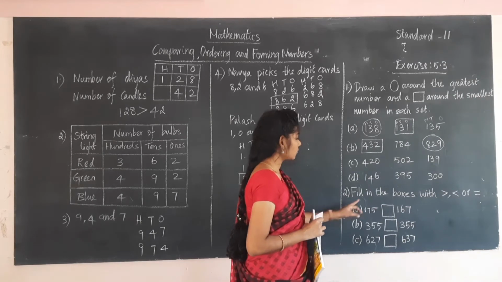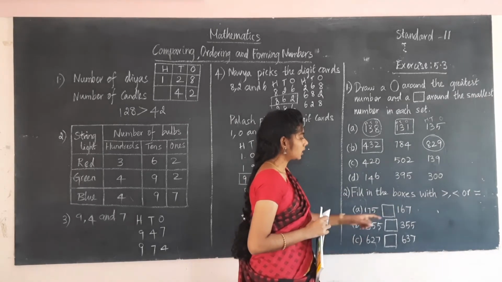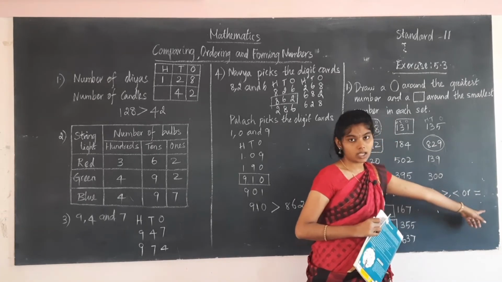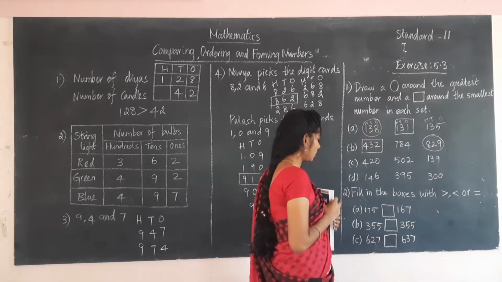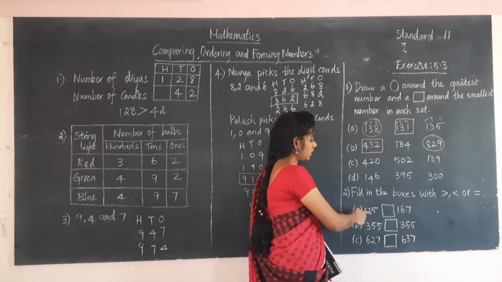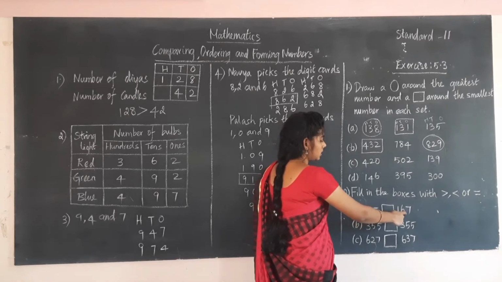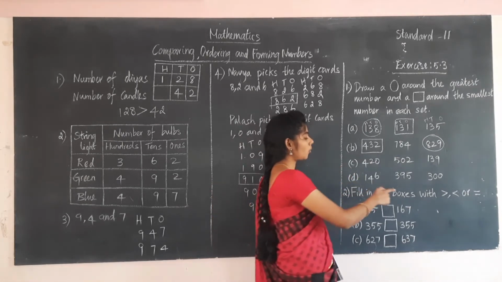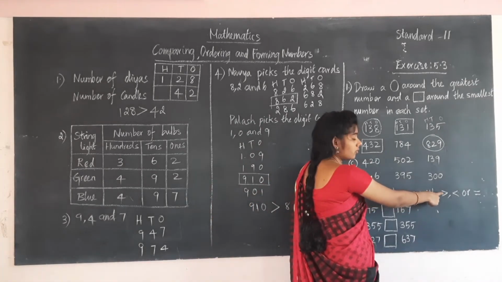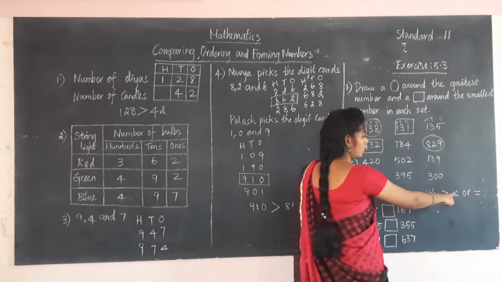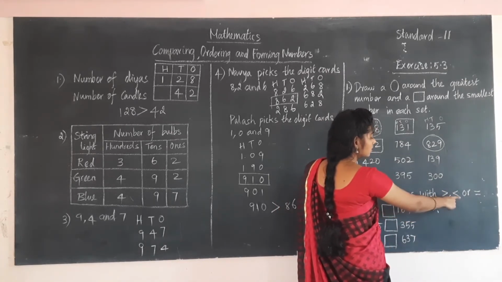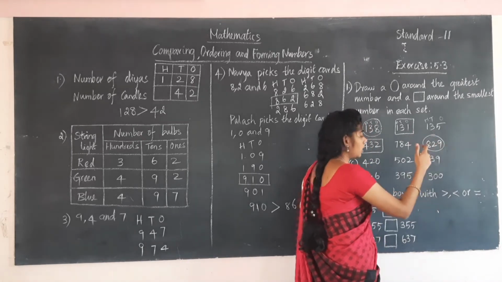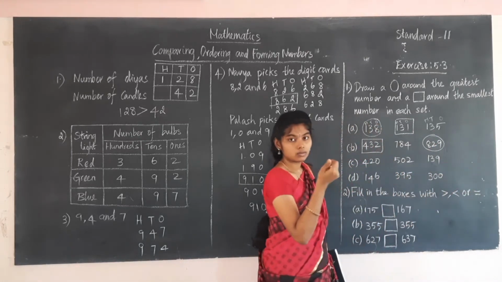And the next one is fill in the boxes with greater than, less than or equal. So you are going to give the signs in these boxes. Here the first is sum C, 175, 167. So how will you find the sign? The open side will be facing the greatest number. This is the greater than, this is less than. The closed side will be having the least number. And equal means the two numbers will be the same.